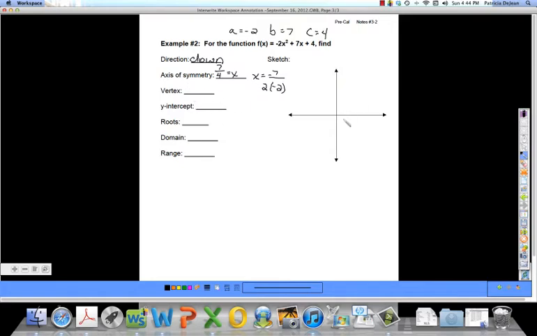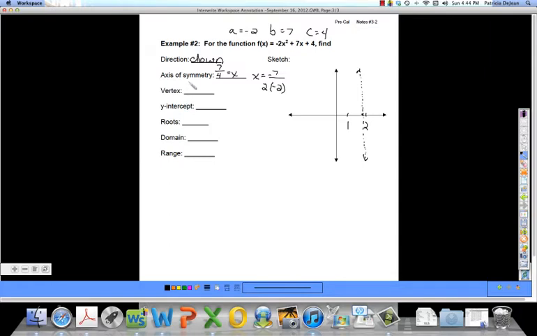So our axis of symmetry, that's about 1 3/4. So if I was going to draw it, it'd be right in here. Our axis of symmetry would come straight down at positive 1 3/4. So our graph is going to be symmetric about that line.